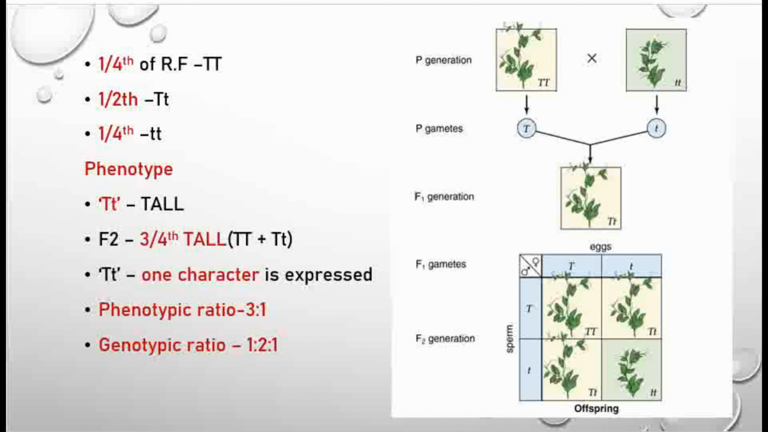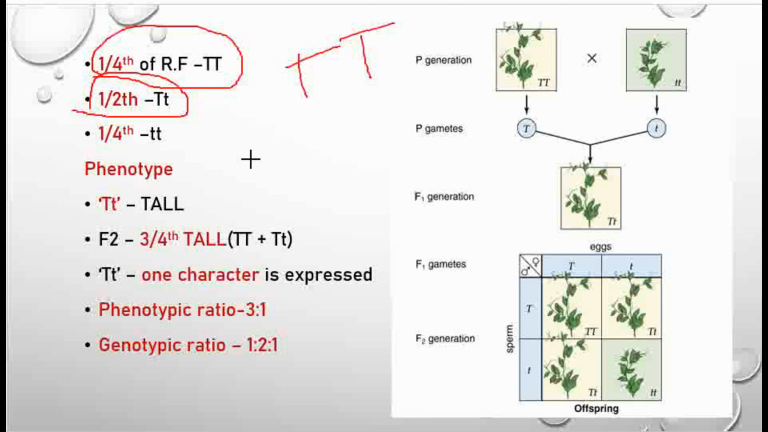So what you can infer from this table is that 1/4 of the random fertilization leads to this combination of capital T, capital T, and 1/2 of the random fertilization leads to capital T, small t, and 1/4 of the random fertilization leads to small t, small t. So ஏன்னா இங்கே பாருங்க, you have got only one small t here. So among 4, only one you got this combination.